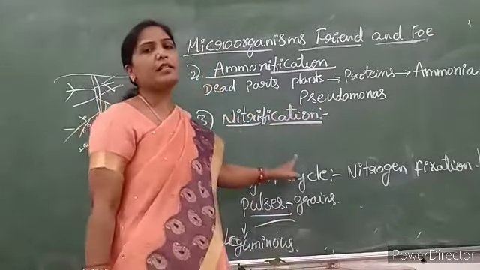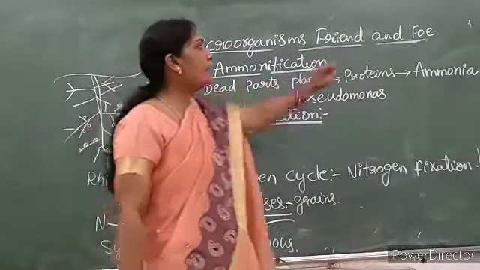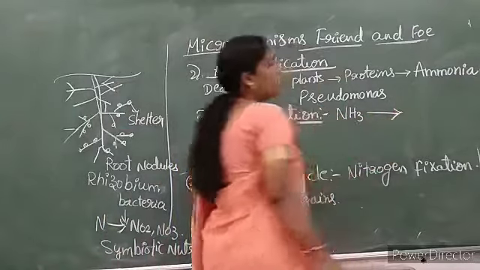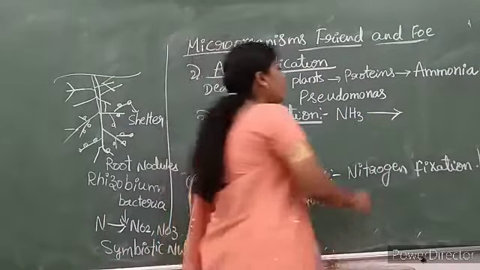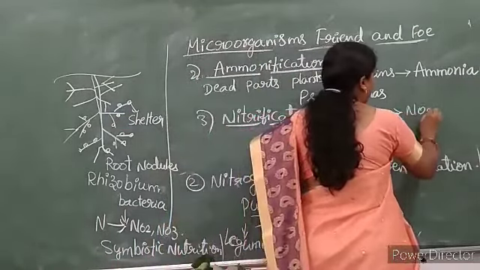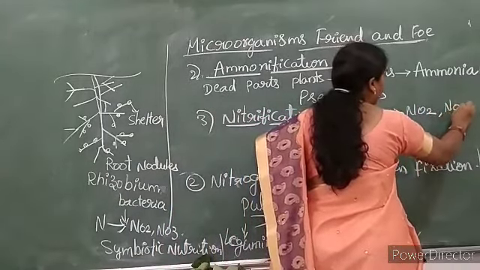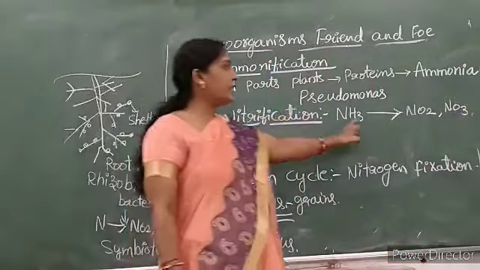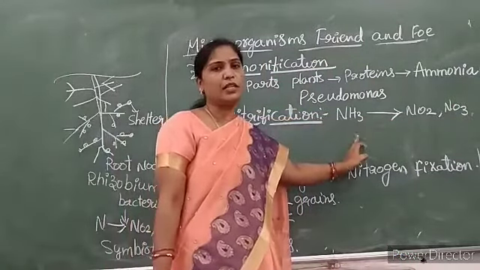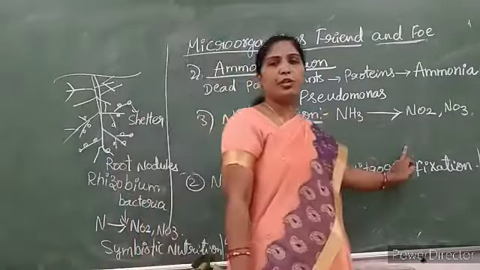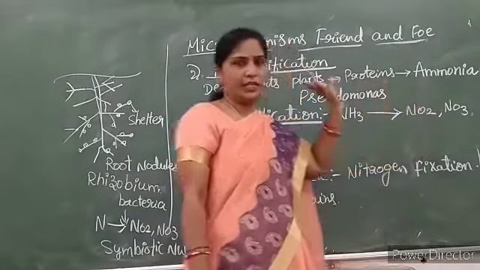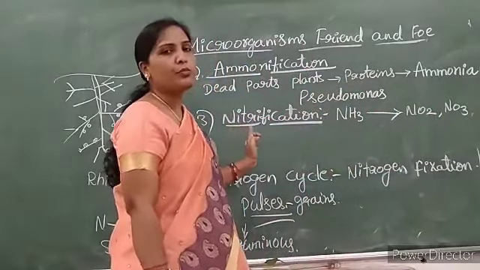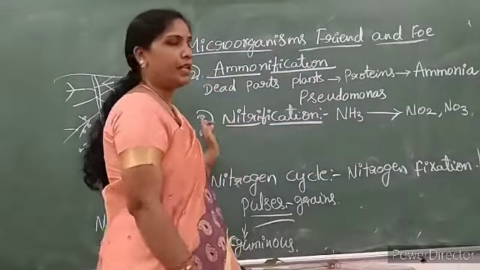Nitrification. What happens in nitrification? Here ammonia, NH3, is there. This NH3 gets converted into nitrite and nitrate. Mixing with oxygen, the NH3 is converted into nitrites and nitrates. This is also done by microbes like Nitrobacter bacteria.